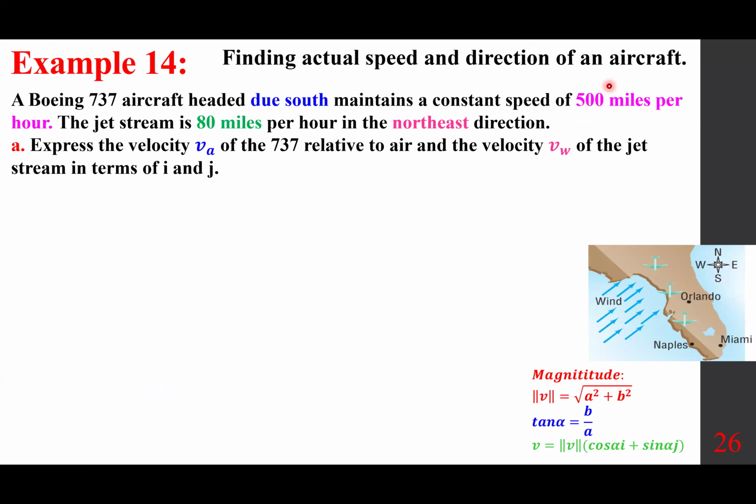We want to find the actual speed and direction of an aircraft. A Boeing 737 aircraft headed south maintains a constant speed of 500 miles per hour. The jet stream is 80 miles per hour in the northeastern direction. Express the velocity v sub a of the 737 relative to air and the velocity v sub w of the jet stream in terms of i and j, the wind. So the aircraft is going south and the wind blows in the northeast direction. Okay.